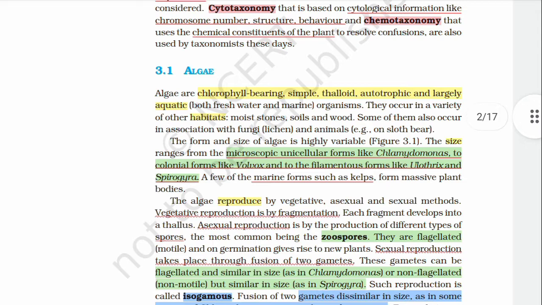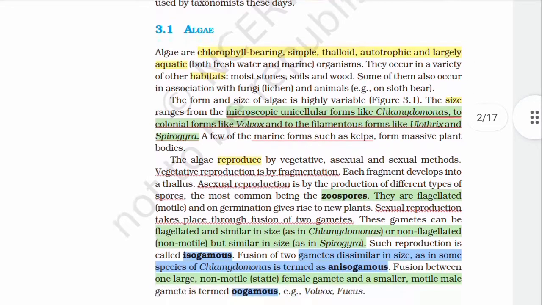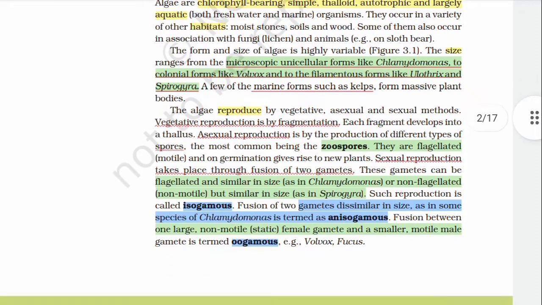Okay. And what about the reproduction of algae? The reproduction of algae is of three types: vegetative, asexual, and sexual. Vegetative reproduction is by fragmentation, and asexual reproduction is by spores. The common spores are zoospores. They are flagellated, that is, they are motile, they can move. And sexual reproduction takes place through fusion of two gametes. Based on the gametes, we categorize them into three types. First, the gametes are flagellated, that is, they can move, and similar in size, as in Chlamydomonas.